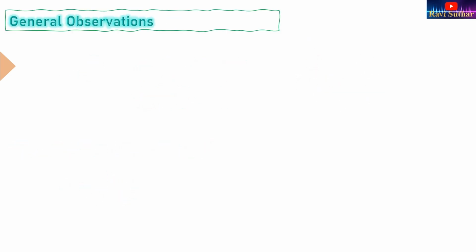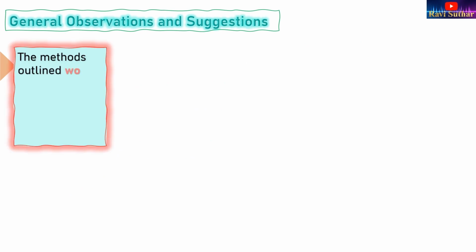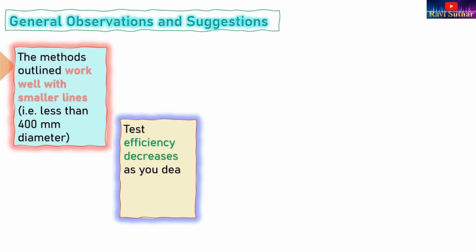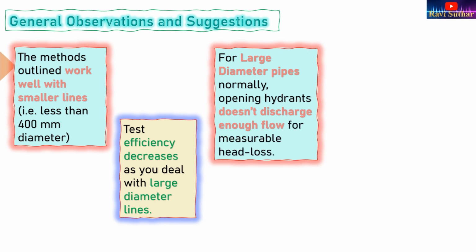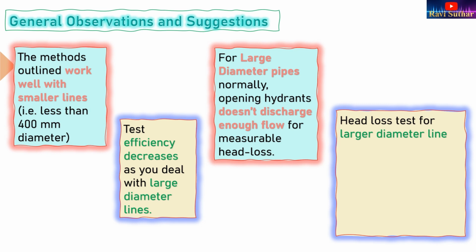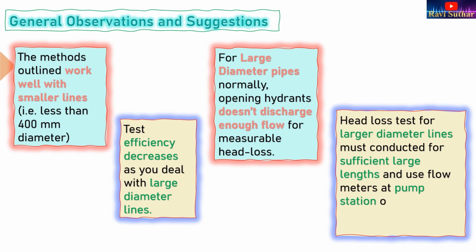Here are some general observations and suggestions for field estimation of the roughness coefficient. The method outlined in this video works well with small lines, generally diameter less than 400 mm. The test efficiency decreases as you deal with large diameter lines. For large diameter pipes, normally opening hydrants does not discharge enough flow for measurable head loss. Therefore, the head loss test for large diameter lines must be conducted over a sufficiently large length, and use a flow meter at pump stations or change in tank level to measure the flow.